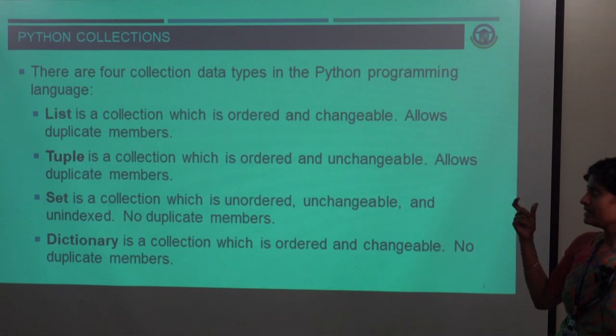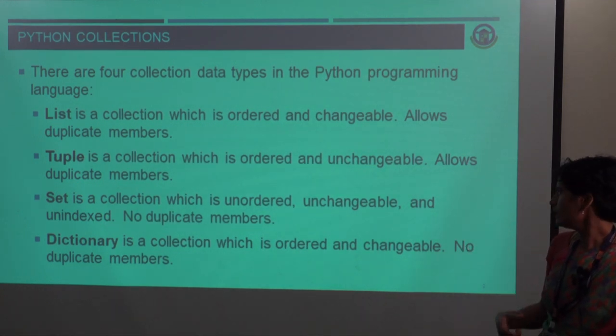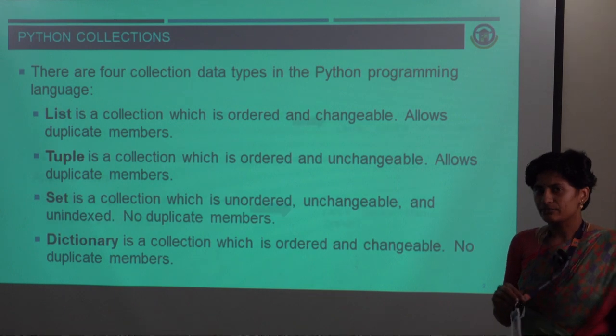I will explain it one by one in the next slide. Next is a set. It is a collection which is unordered, unchangeable and unindexed, and it does not allow duplicate members. Then dictionary is a collection which is ordered, unchangeable, and it has no duplicate members.